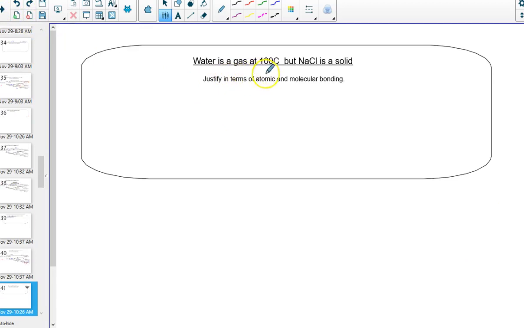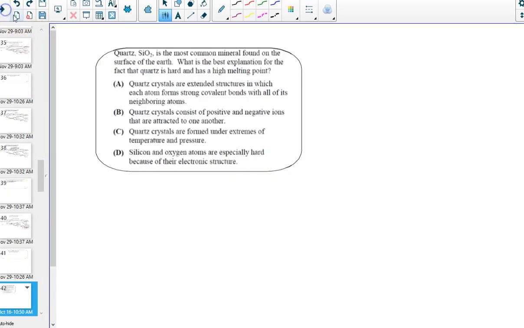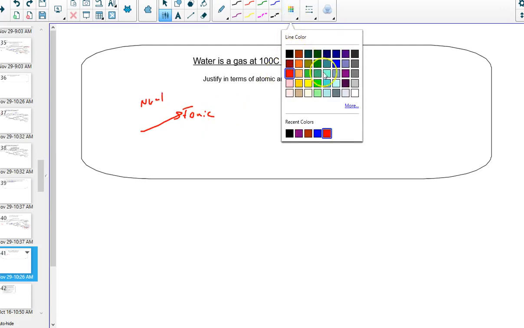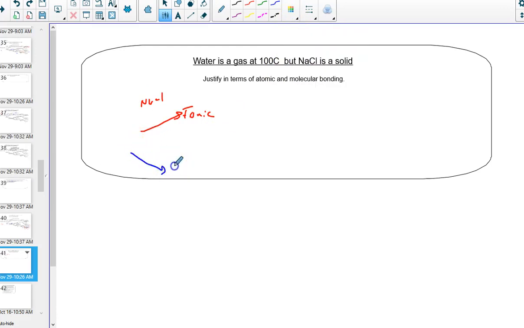Water is a gas at 100, but NaCl is a solid. Take a moment. What's your decision tree? What are your talking points? Alright. I didn't add one in here. Okay, let's just do this on the fly here. First things first, NaCl is ionic. Okay, this is NaCl. But the other guy here, the water, is molecular.